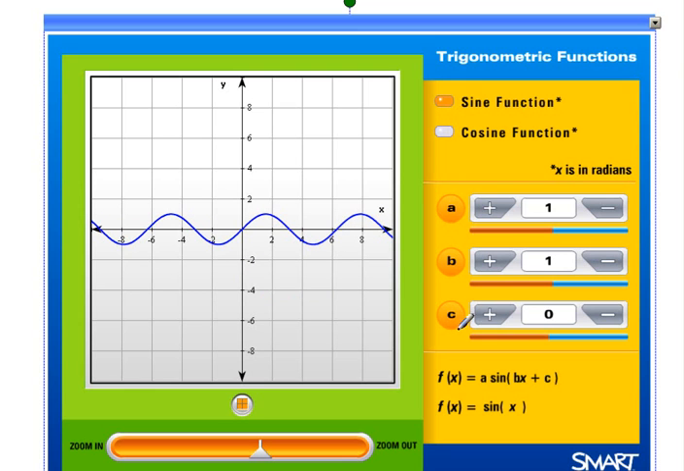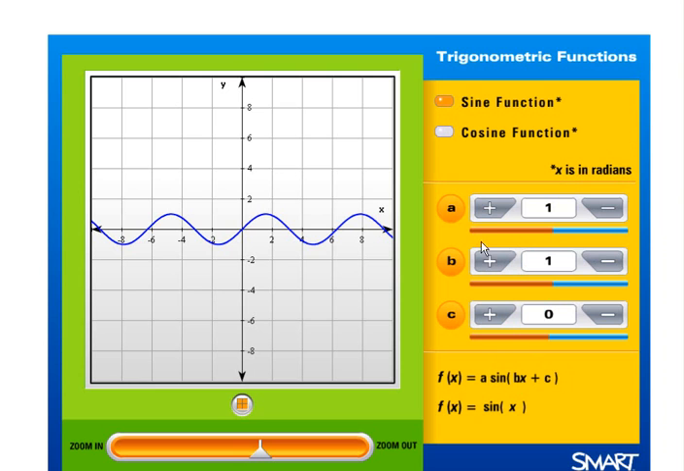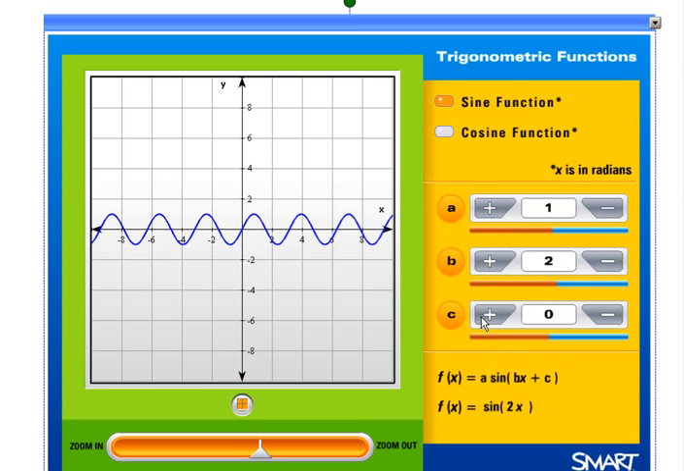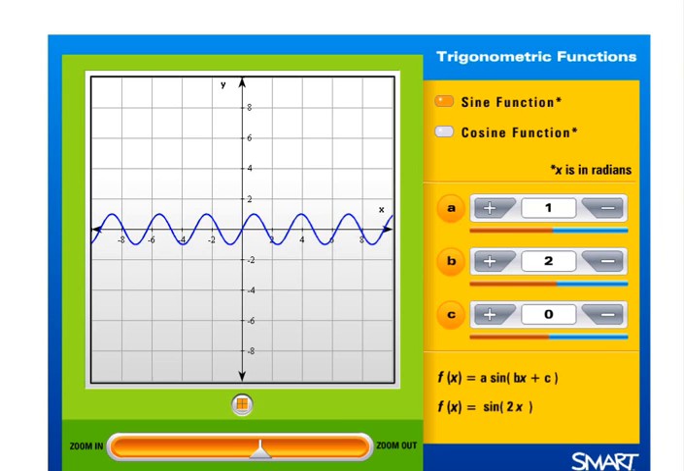So what happens if all I want to do is change the value of b? I'm going to keep my a and c at 1 and 0, and I just want to change the value of b. So let's increase the b by 1 unit. Now you're looking at the graph of y equals sine of 2x. Well, what happened there? In between my original period of 0 and 2 pi, how many cycles of sine do I have now? Here's one cycle and 2 cycles.